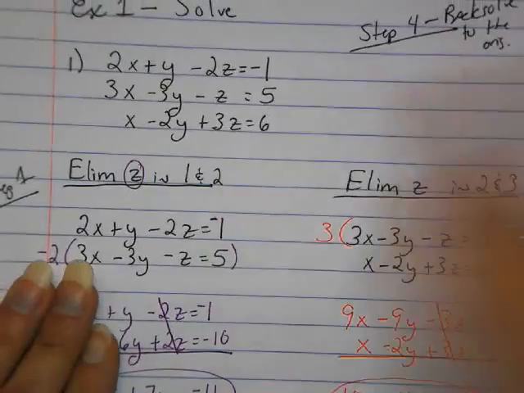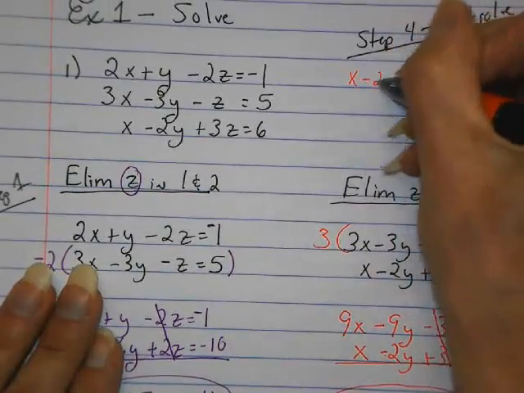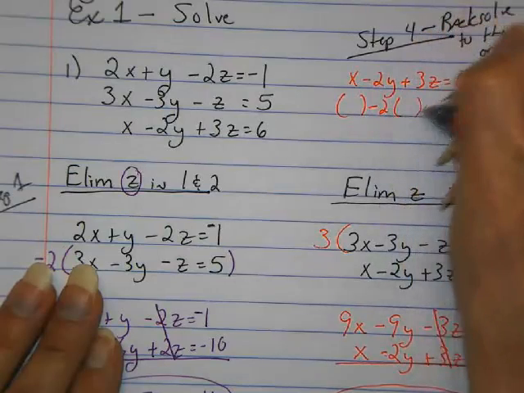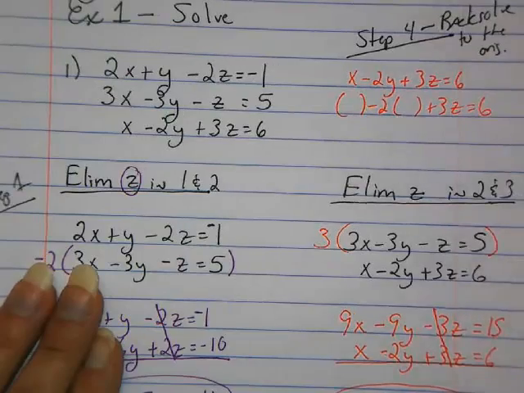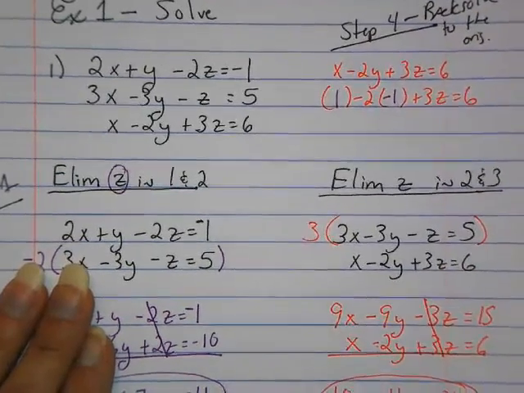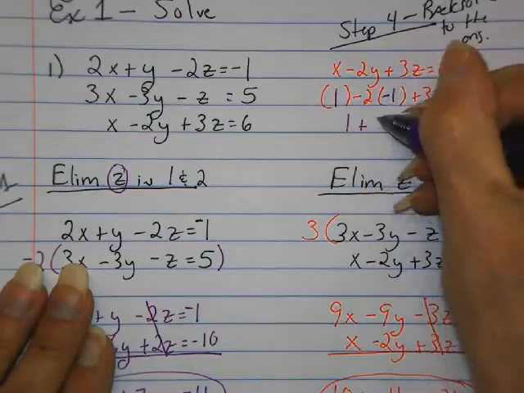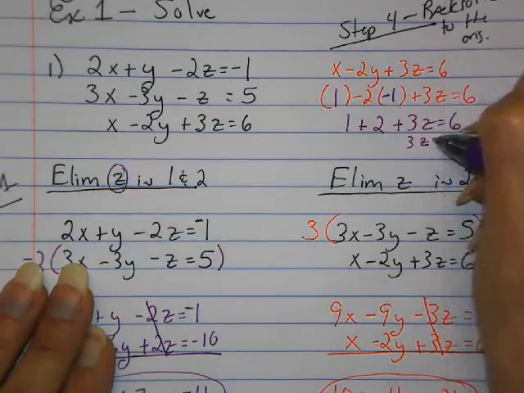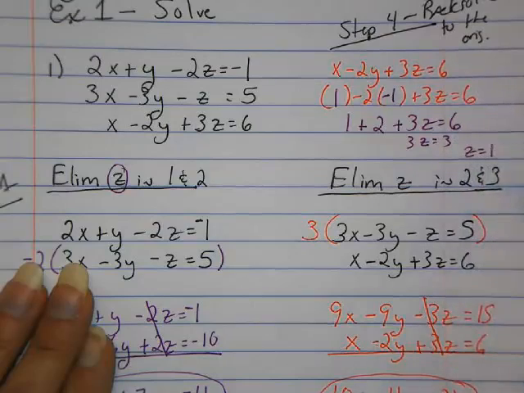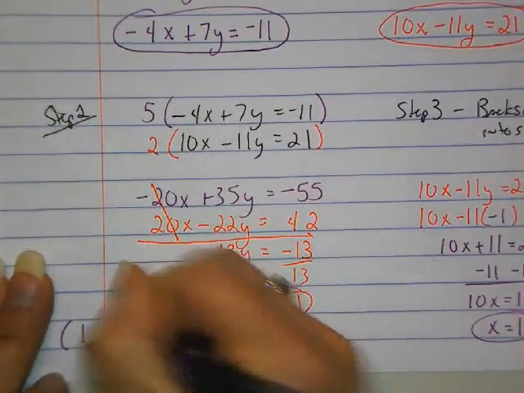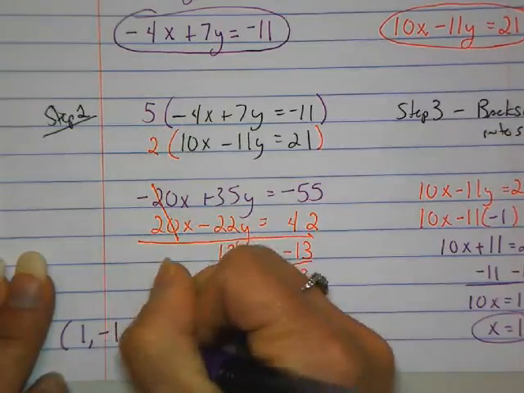Okay, so my bottom one is x minus 2y plus 3z equals 6. You found out that x was 1. We found out y was negative 1, and now I'm looking for z. So I have 1 plus 2 plus 3z equals 6. So 3z, I'm running out of room, is equal to 3, so z is 1. So my final answer is an ordered pair. X is 1, y is negative 1, z was 1.